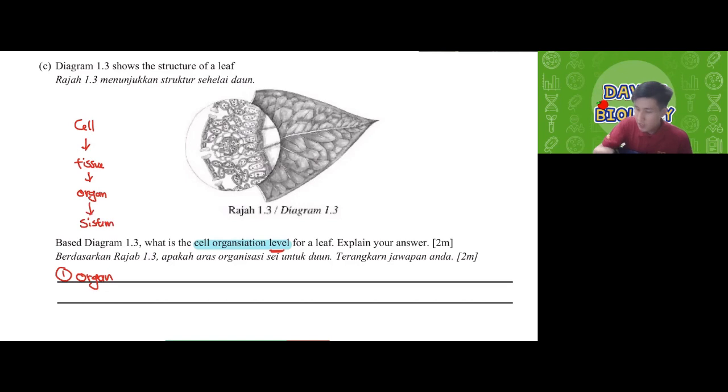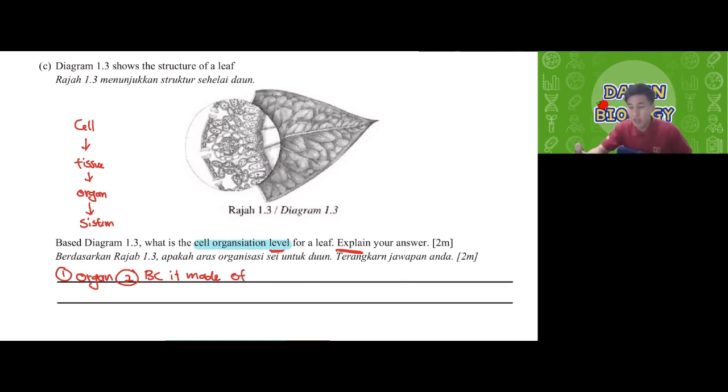Now, how do I know it's an organ? So explain. The explanation is actually just the definition of organ. When I look at leaf, how do I know it's an organ? Like I say, stomach is an organ. Brain is an organ. Why do I know it's an organ? What makes it an organ? Yes, you have to talk about what it is made up of. Don't say cell and tissue. Made up of the previous level.